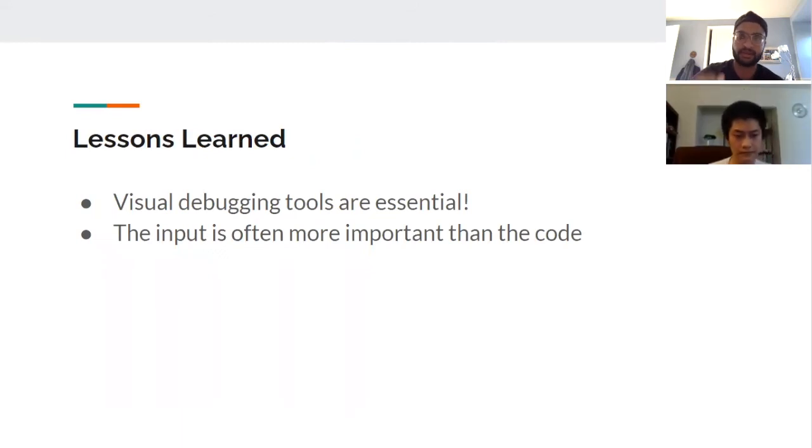Some important lessons that we learned in this project were the importance of visual debugging tools, especially when it comes to computer graphics projects. We also learned the importance of focusing on the program input and not just the code itself, because sometimes the code is correct and the input is incorrect. In general, photon mapping is an effective method for rendering caustics, not just underwater, but in any scene with specular surfaces.